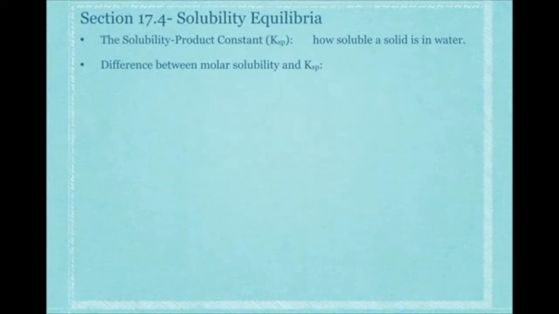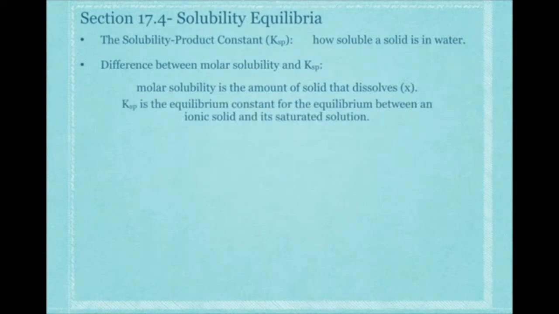The first is molar solubility, and then KSP. Your molar solubility is the amount of solid that dissolves, and so that's going to be your X. So in previous equilibrium problems where we subtracted by X or added by X, here we call that the molar solubility because that tells you how much of the solid is going to dissolve. Your KSP, your solubility constant, is the equilibrium constant for the equilibrium between your ionic solid and your saturated solution.